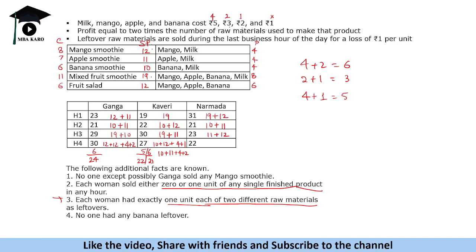Now talking about Narmada. If from 22 we subtract 6, we will get 16. Not possible. We will get 19, we will get 17. 16, 17, we cannot make a sum of two numbers. But 19 we can use directly. So she sold 19 plus 3. 3 is 2 plus 1. So these are the products that they sold. Now from the prices we can map what item it must be. All right. So let us see the questions and then we will answer them.